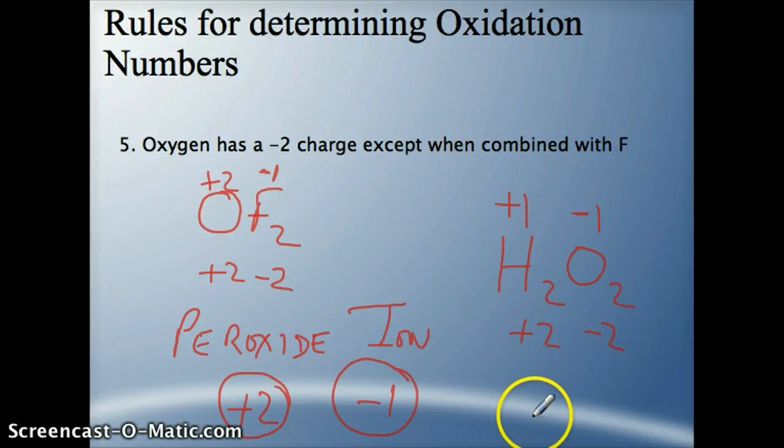99% of the time, it's going to have a charge of -2, which you get right from the reference table. There are always going to be questions on the Regents about these 2, but these are the ones that are not given on the reference table, so you have to be able to figure it out. Any kind of peroxide ion, oxygen is -1. If it's combined with fluorine as OF2, it's going to have a +2 charge.